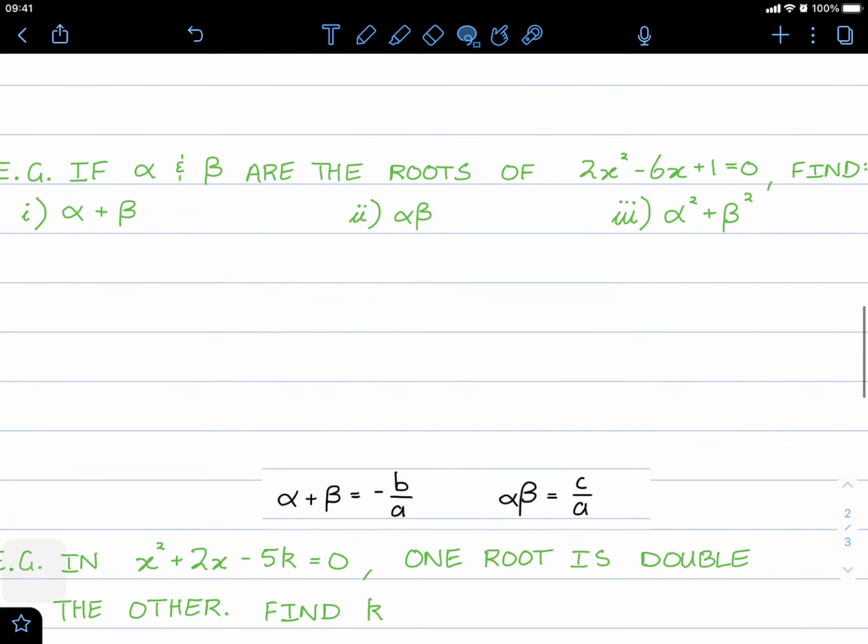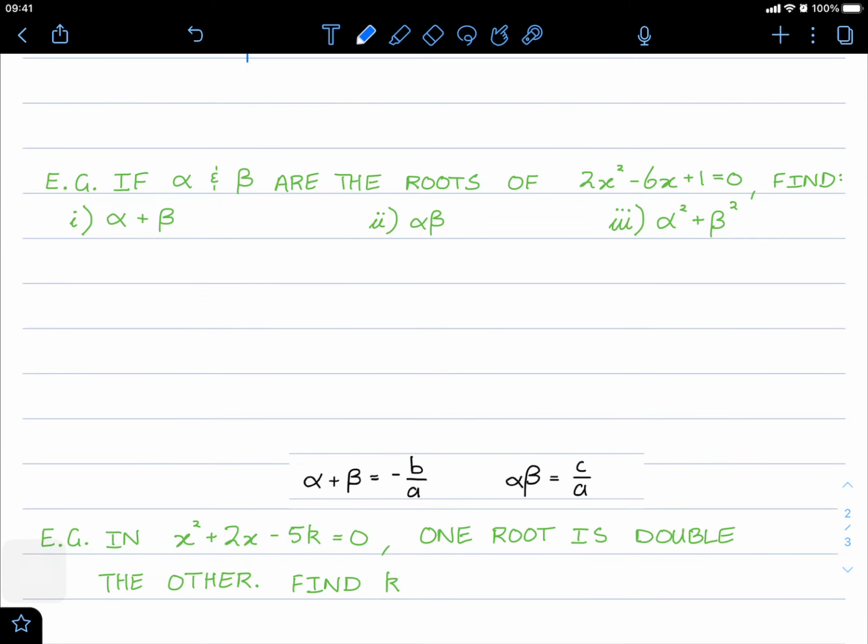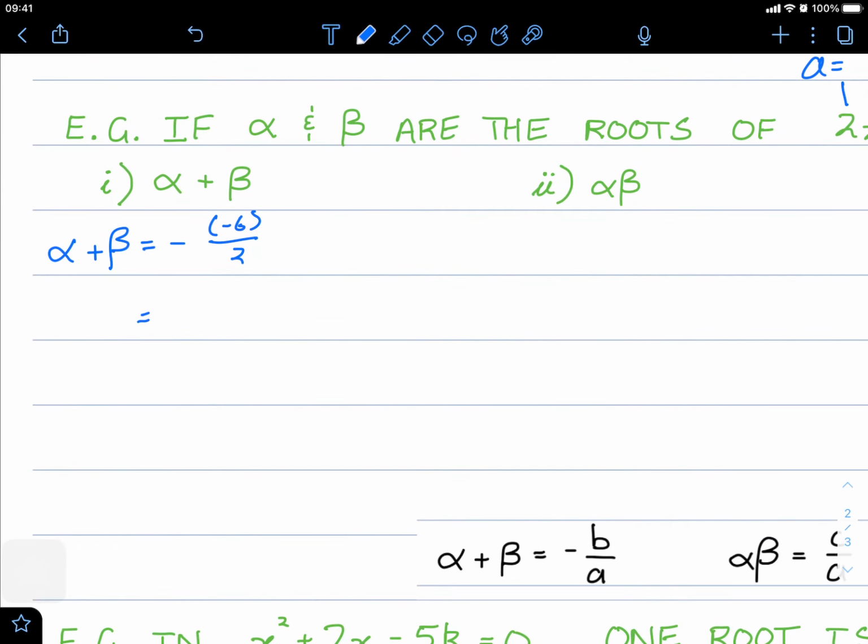So here we go. Now, in this case, we don't know what the roots are. However, we can easily find the sum of the roots as being negative b on a. A is equal to 2, b is negative 6, and c is 1. So alpha plus beta is going to be negative 6 on 2. This is very straightforward. That's positive 6 divided by 2.